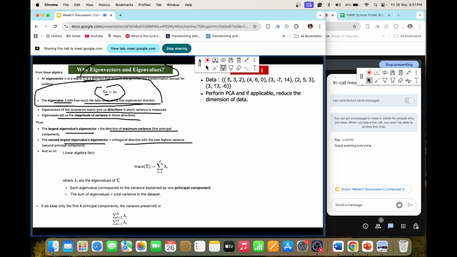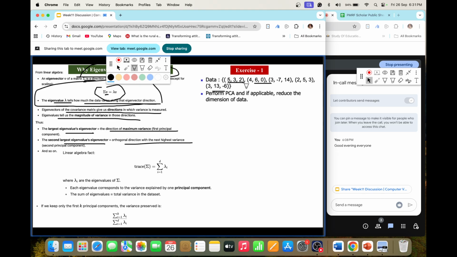Okay, so let's explain by a numerical example, that will be clearer. These are your data points: 5, 3, 2, 4, 6, 0, and 1, 2, 3, 4, 5. We have five data points. Perform PCA, and if applicable, reduce the dimension of the data. Now we are using three dimensions, but they have told us to perform PCA and, if applicable, reduce the dimension of the data, that we have to do.